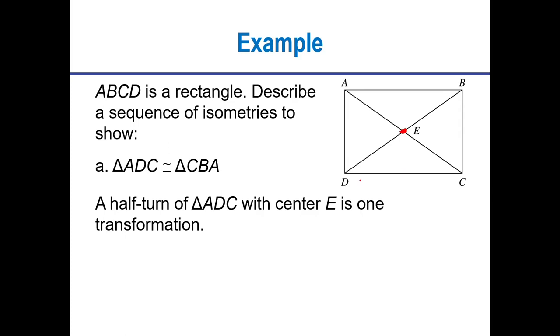Now, why does that work? Well, if we do a half turn this way, we're going to end up with these triangles on top of each other. And if I can show that angle D is congruent to angle B, then we have the angles are the same. And we know that this angle will be congruent to this angle. And so by angle, side, angle, we have a congruence.